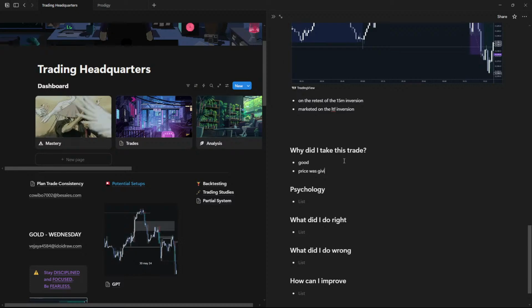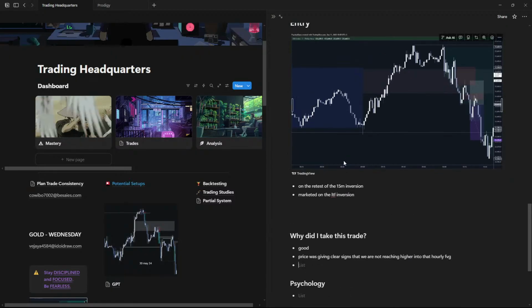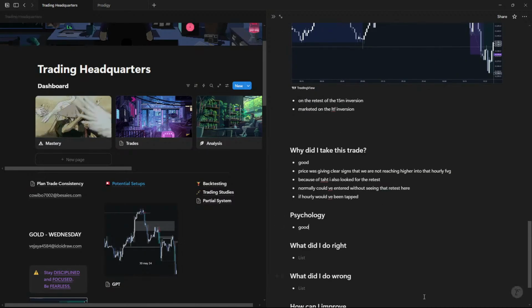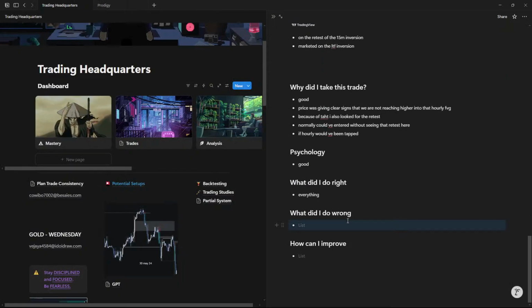Price was giving clear signs that we were not reaching higher into that hourly AVG. Because of that, I also looked for the retest. Normally I could have entered without seeing that retest here if the hourly would have been tapped. Good, pretty much everything, I would say. I didn't do anything wrong, but there was a way to improve here.